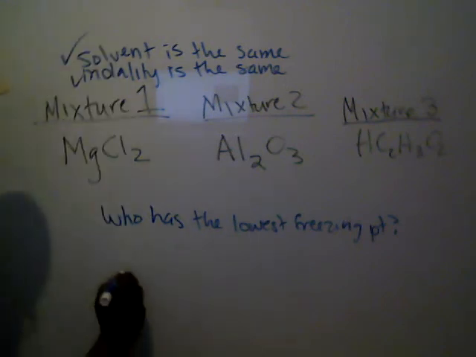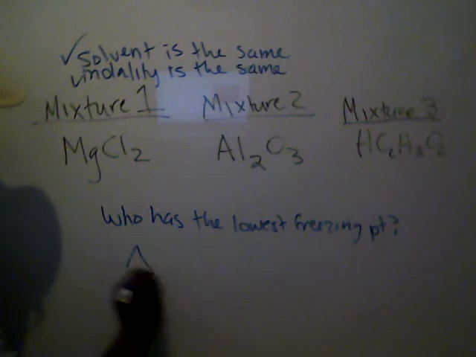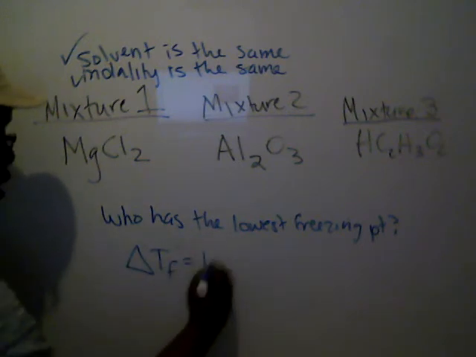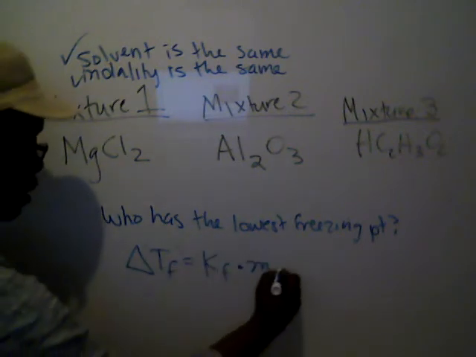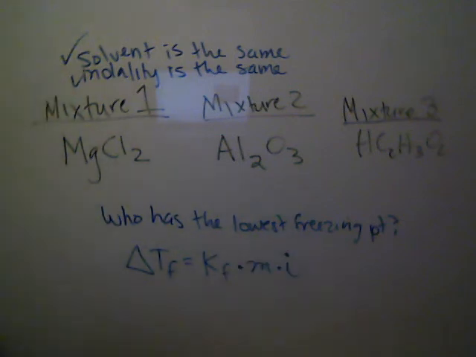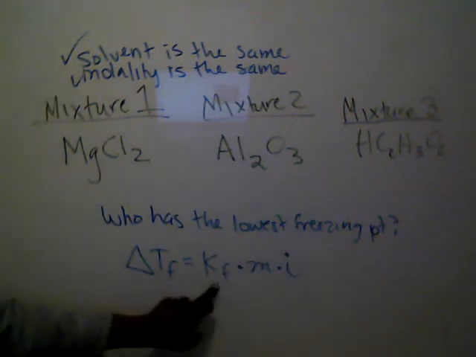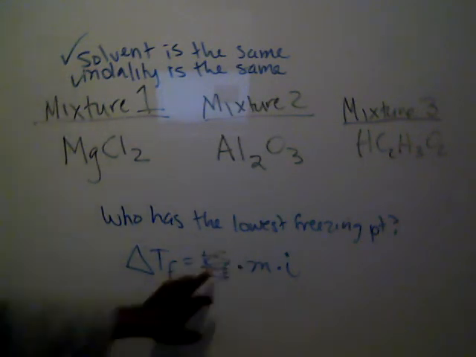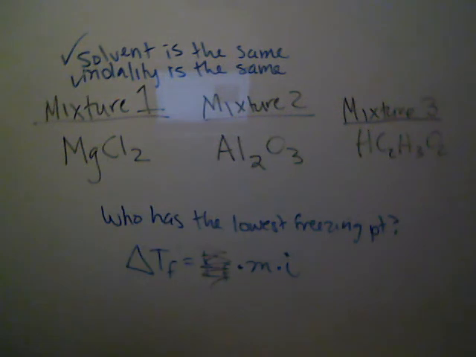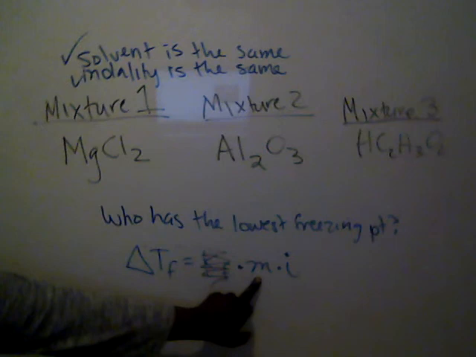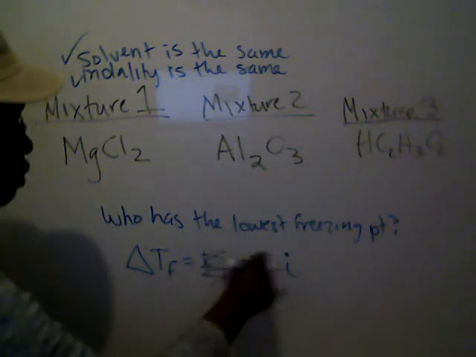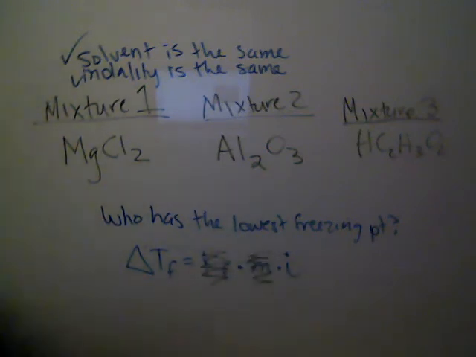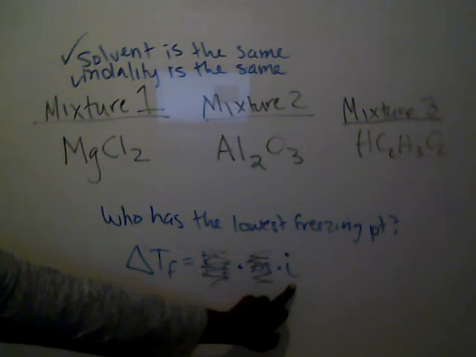Let's look at our equation. So we want to know who has the lowest freezing point. We know our equation for freezing point looks something like this. Okay? So if the solvent is the same for all of the mixtures, then the KF value is all the same, so we don't have to consider that. If the KF is all the same for all of them, that's not going to help us figure out who has the lowest. The molality is also all the same for all of them, so we don't have to really worry about that. So then it comes down to just looking at the I value, or the van't Hoff factor.